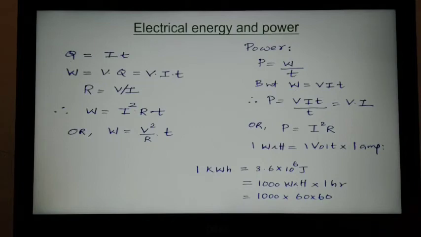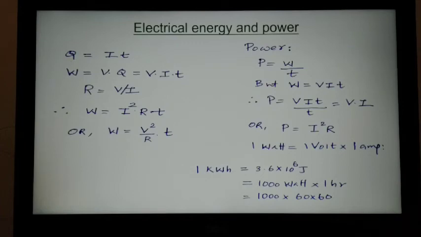So what do you mean by the unit? The unit is 1 kilowatt hour. 1 kilowatt hour is equal to 1000 watt into 1 hour. That means usage of electric power at the rate of 1000 watt in 1 hour. That is known as 1 unit. 1 unit is the usage of electrical power of 1000 watt, that is 1 kilowatt, in 1 hour.